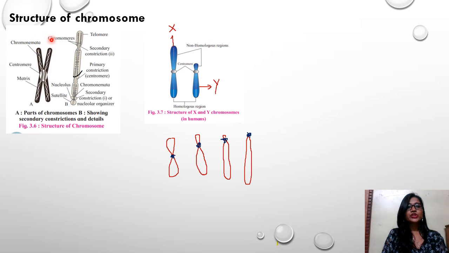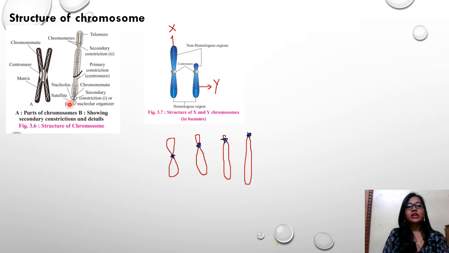Before going to this structure, what is the meaning of chromosome? Chromosome contains two parts: first is chroma and next is soma. Chroma means color and soma means body. So these chromosomes are filamentous bodies present in the nucleus. We have observed in previous slides how the DNA is compactly arranged inside the nucleus. It is very filamentous and present inside the nucleus. It is visible only during cell division.